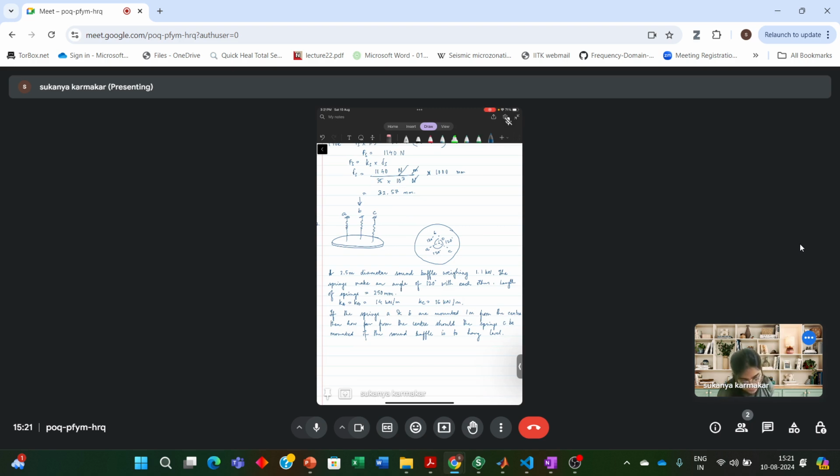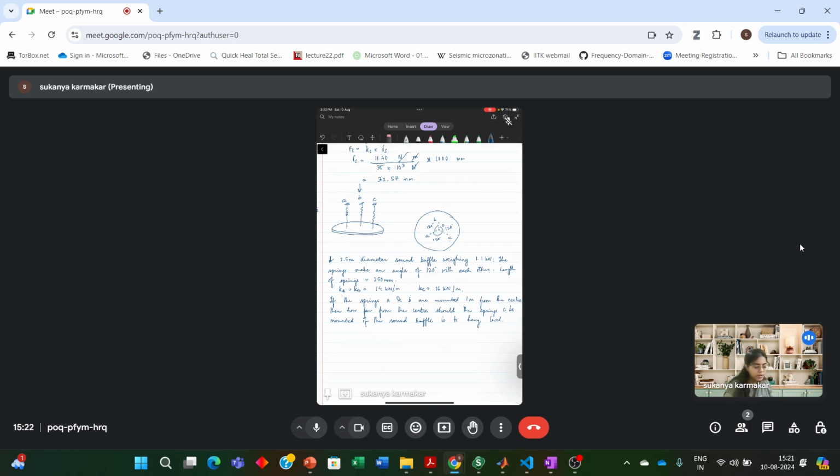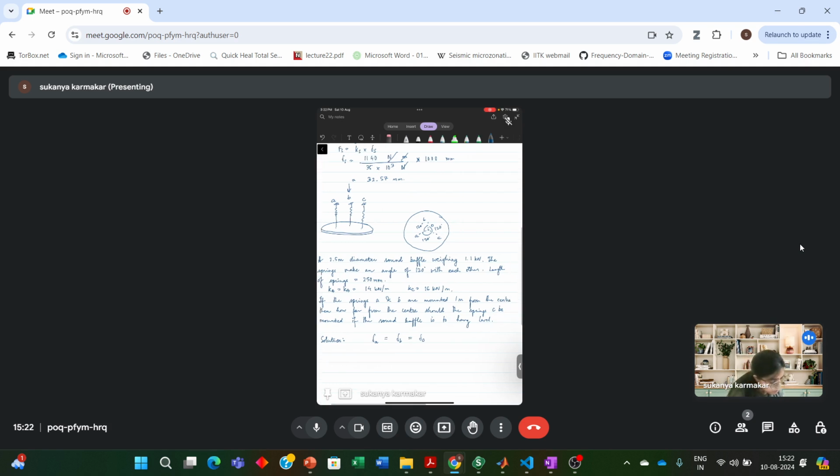So as I told you, from the geometric compatibility condition, for this baffle to remain straight, the deflection in spring A, B, and C should be equal. If delta A is the deflection in spring A, delta B is deflection in spring B, delta C is deflection in spring C, all the deflections are equal, and this comes from geometric compatibility.